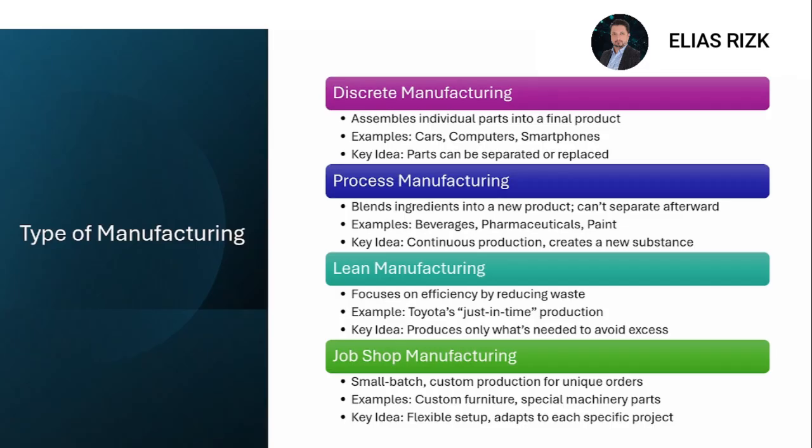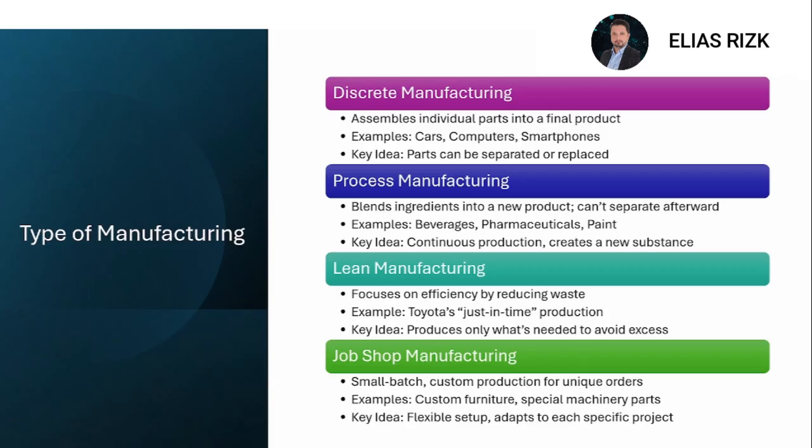This is less about what we are making and more about how we are making it. Lean manufacturing is all about working smarter by cutting out the waste. One of the best examples of lean manufacturing is Toyota. They became famous for lean manufacturing by producing just enough cars to meet demand, saving time, material, and effort. So it is a smart way to keep costs low and quality high.